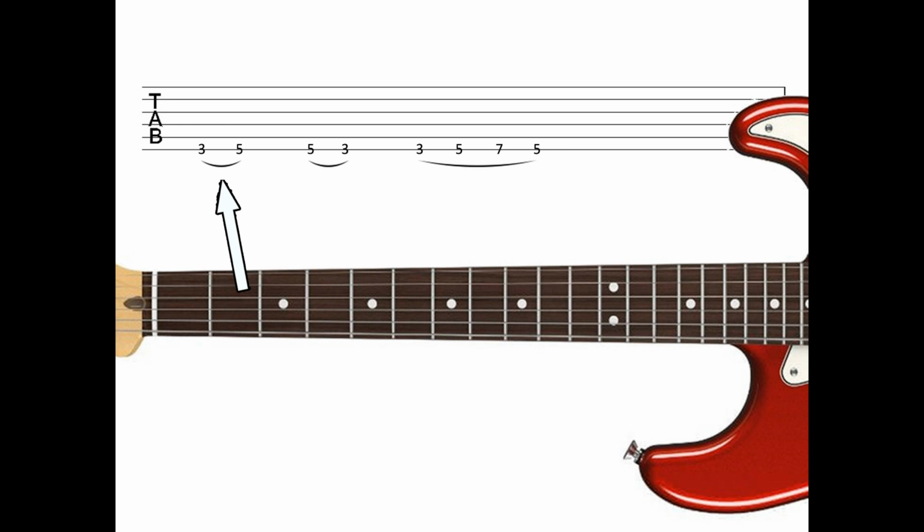When you see notes linked together like this, that means that it's either a hammer-on or a pull-off. So obviously if the notes are going up, you're going to be hammering on. If the notes are going down, you're going to be pulling off. Now in this example over here, you see it says 3, 5, 7, 5, so the notes are going up and then down again. So that means that you're using a combination of both hammer-ons and pull-offs just from the one pick at the beginning.